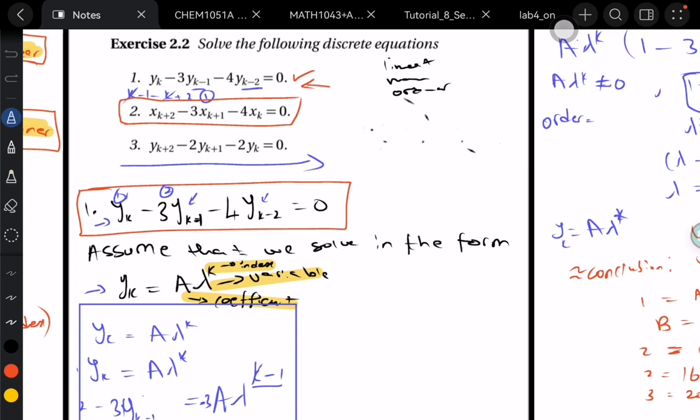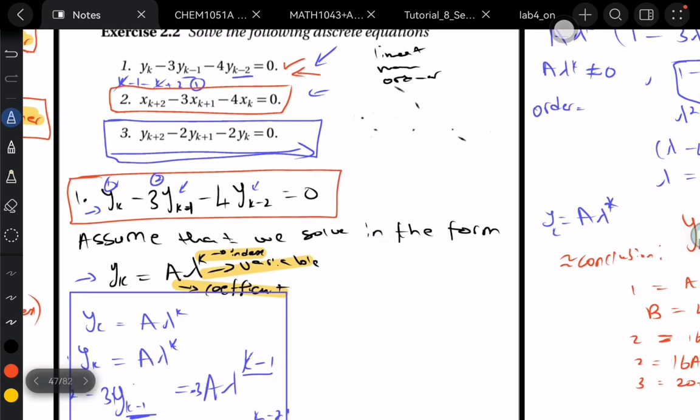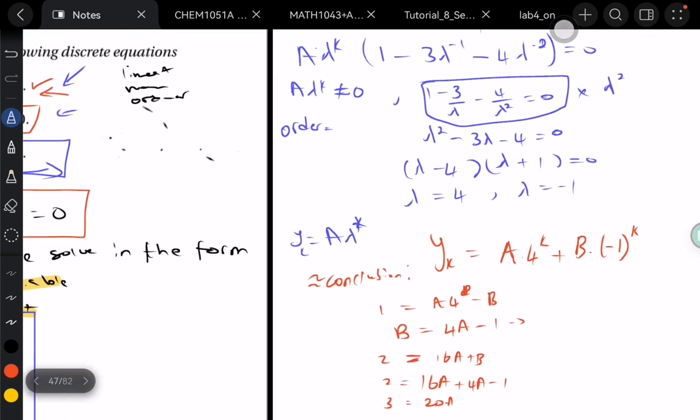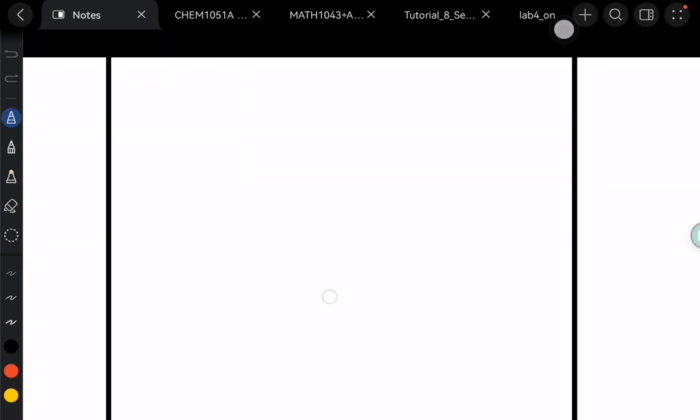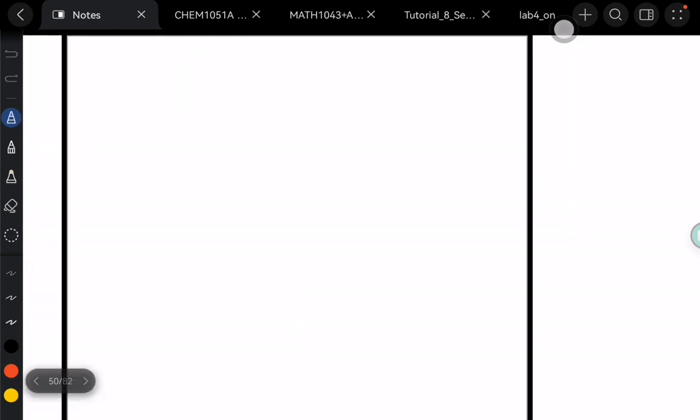Now let's solve the third question. In my previous videos I solved this question and also this one. Now we are going to solve this one. To solve this one, we'll solve it using the same procedure. It's equation 3.